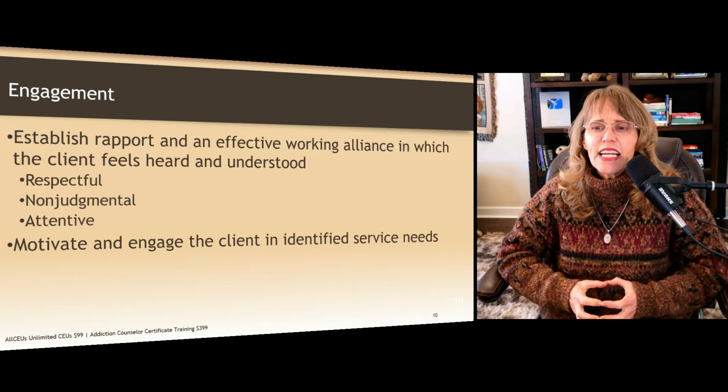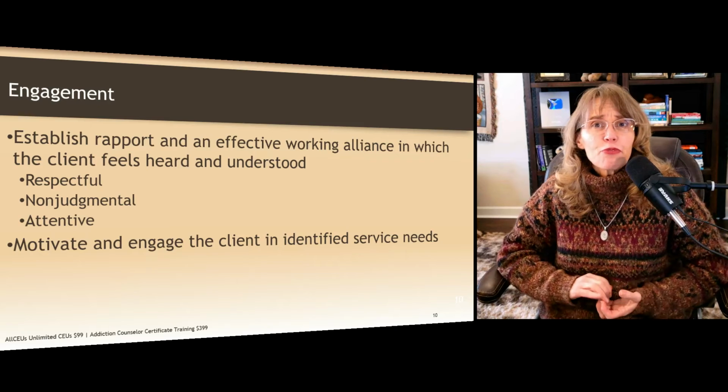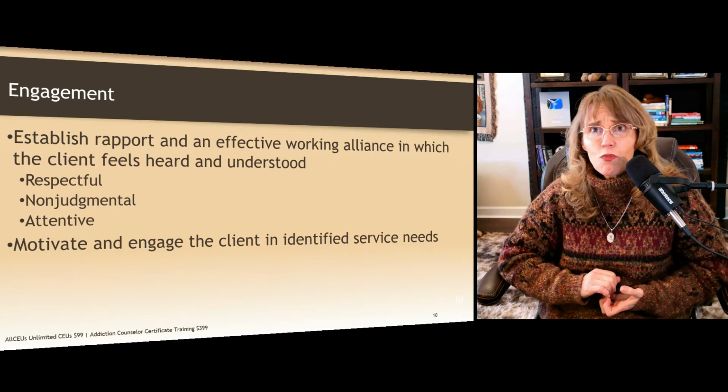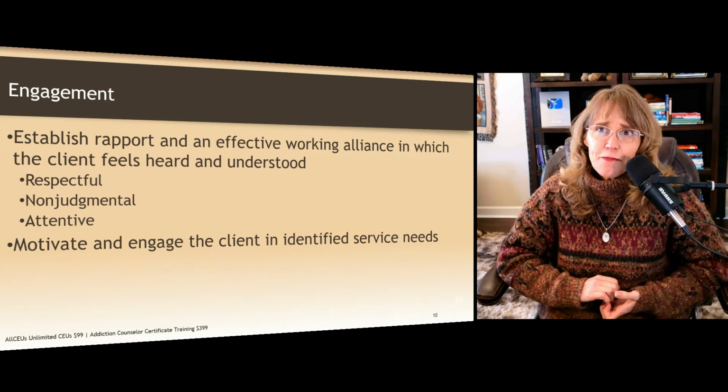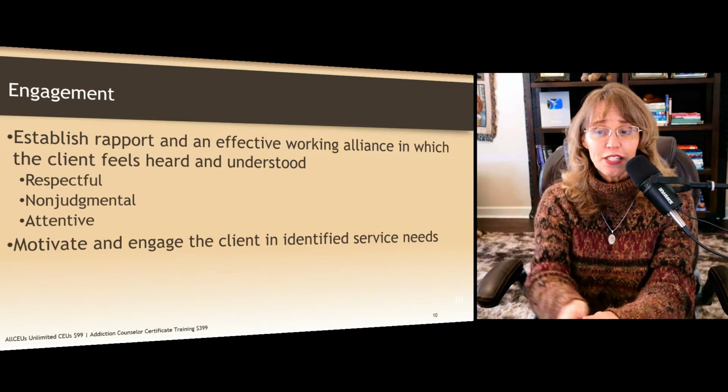And motivate and engage the client in identified service needs. It can be really overwhelming for a person once they've gone through a screening. If you say, okay, well, here's what I want you to do. I need you to make an appointment to go see your doctor.